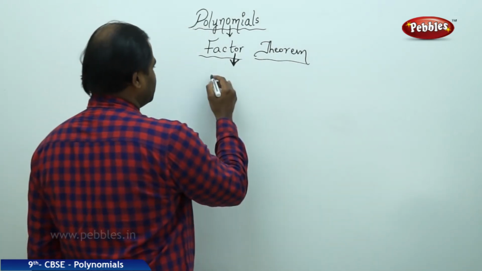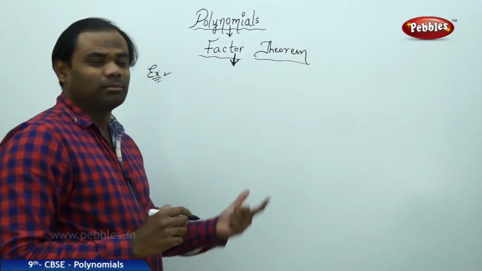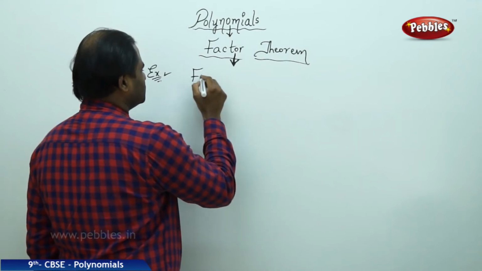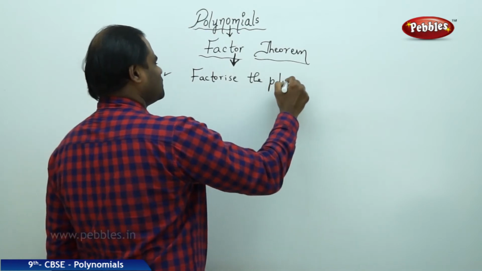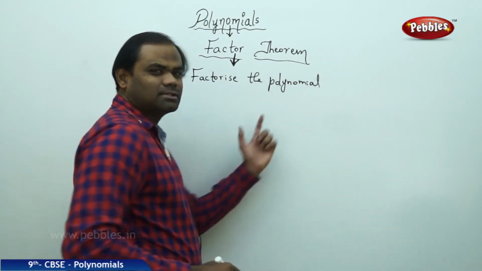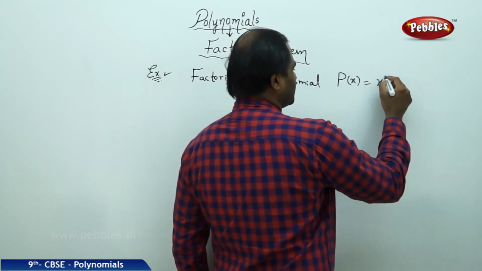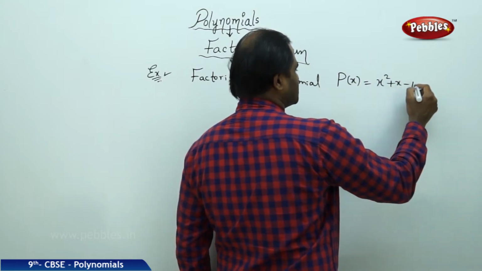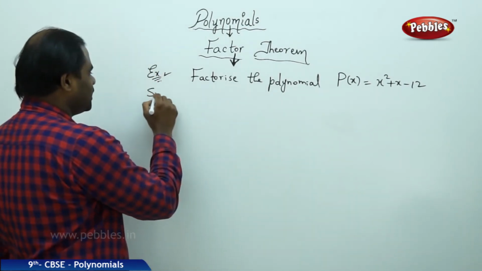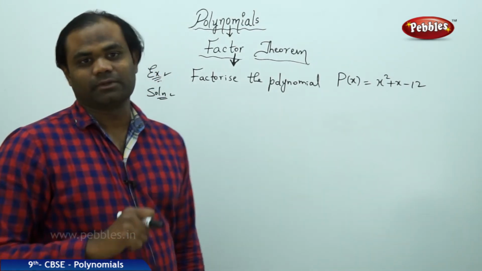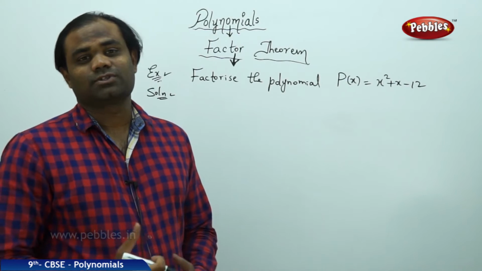The theorem says that if I have, say for example, a polynomial p of x, which I need to factorize. The question here says factorize the polynomial p of x equals x squared plus x minus 12. That is how I have this polynomial. So let's see how we can factorize using the factor theorem. Directly through an example problem, let's try to understand the concept more strongly.